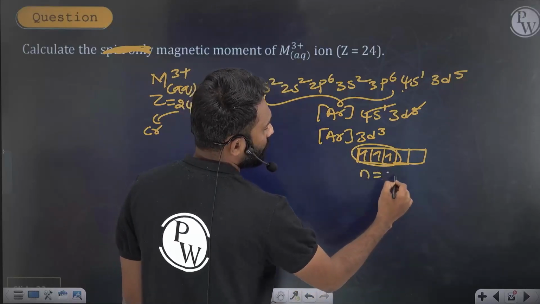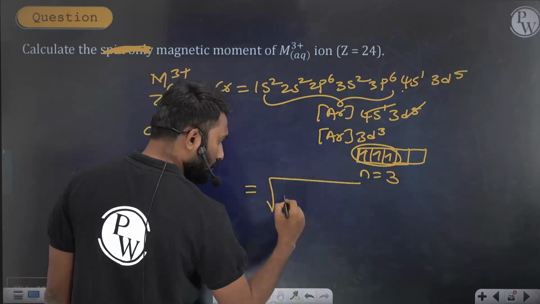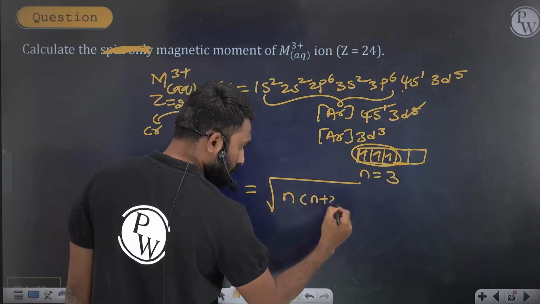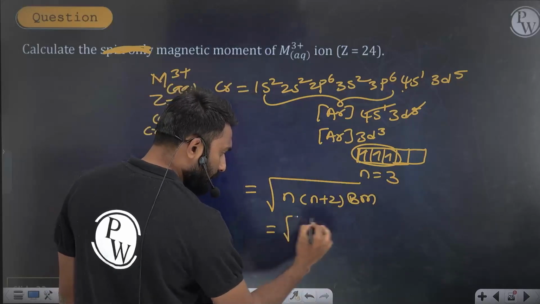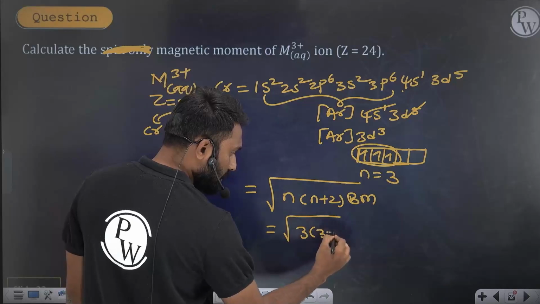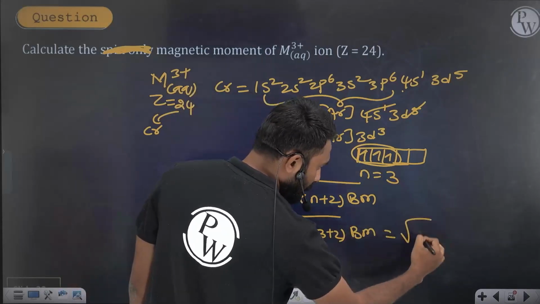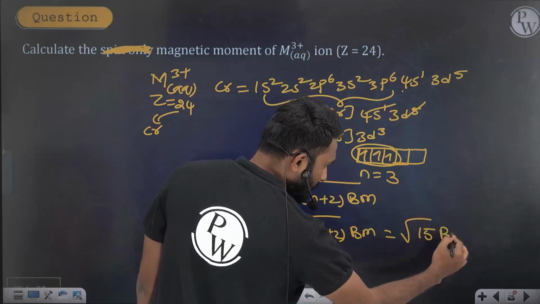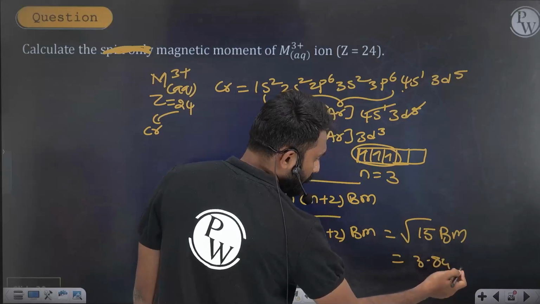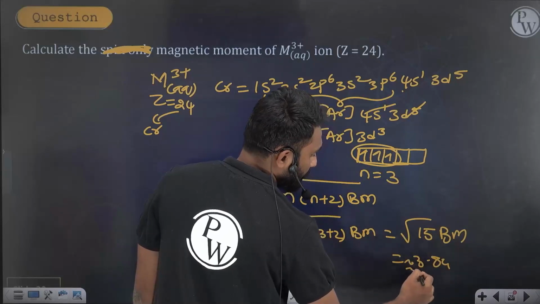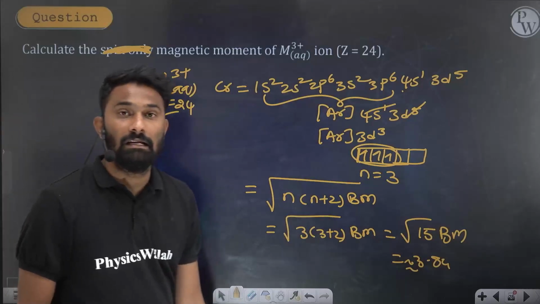n is equal to 3. What is the magnetic moment formula? Under root n into n plus 2 Bohr magnetons. Clear? n value is 3, so 3 into 3 plus 2 Bohr magnetons, that is root 15 Bohr magnetons. Now approximately you will get 3.84 or 3.74 or something. Okay, next.